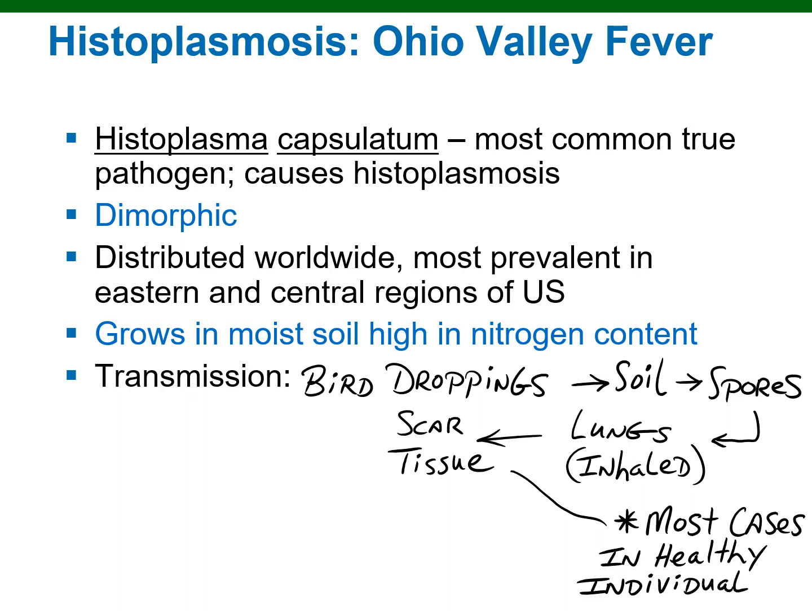In fact, in the Ohio Valley area, the majority of people will show that they've been exposed to histoplasma in their blood work. The antibodies are there, and it shows that they have some immunological history of being exposed. The real problem, though, for this disease is typically not most people in the healthy category, but people who are immunocompromised.